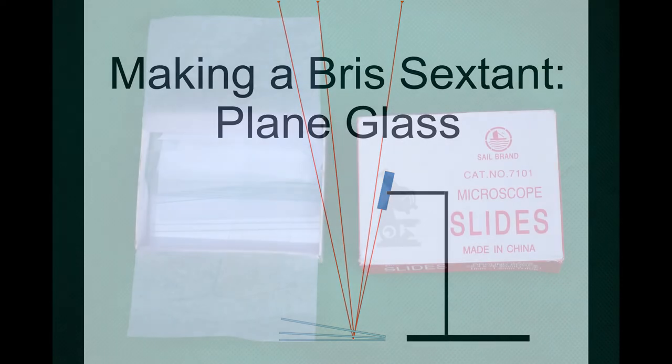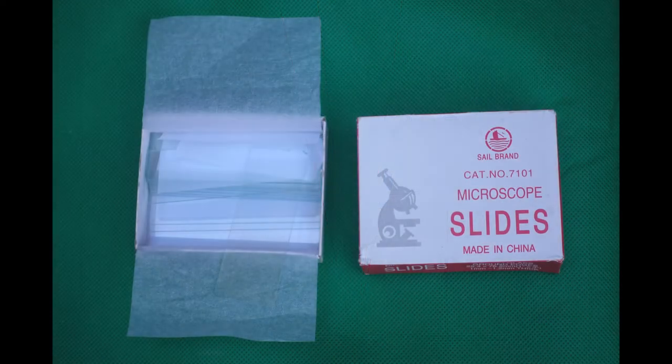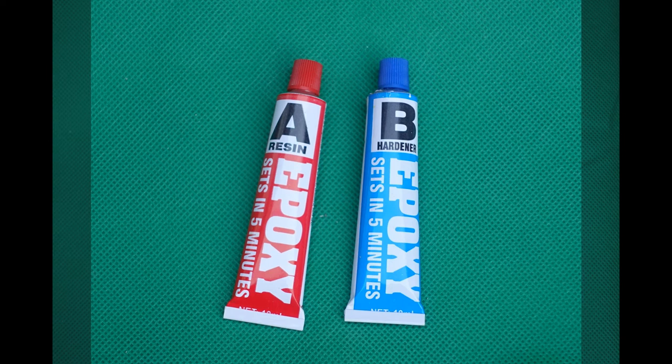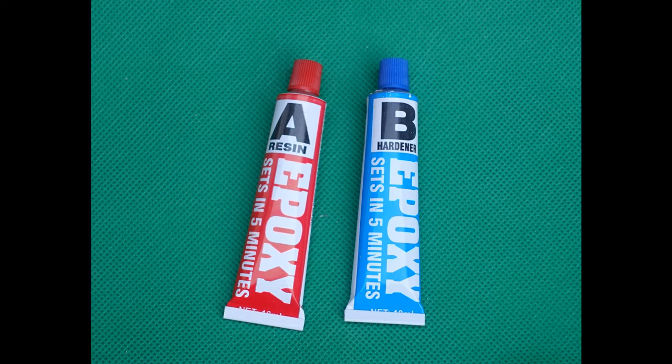You'll need a box of microscope slides. This box of 50 cost me less than $10 on AliExpress. You'll also need some epoxy adhesive and masking tape, and I find it easiest to do it with some aluminium baking foil and a laser pointer.